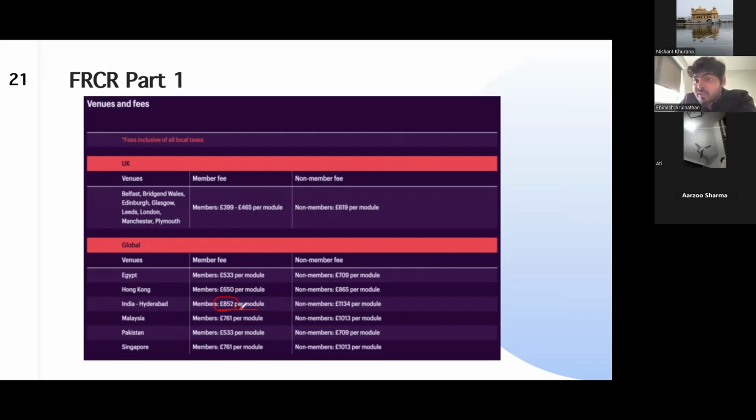So that makes a total of 1,700 some pounds. So that is around 2 lakh Indian rupees. If you're planning to sit in the UK, it is way less. But it depends on your preference if you're ready to travel to the UK or anywhere in the rest of the world.